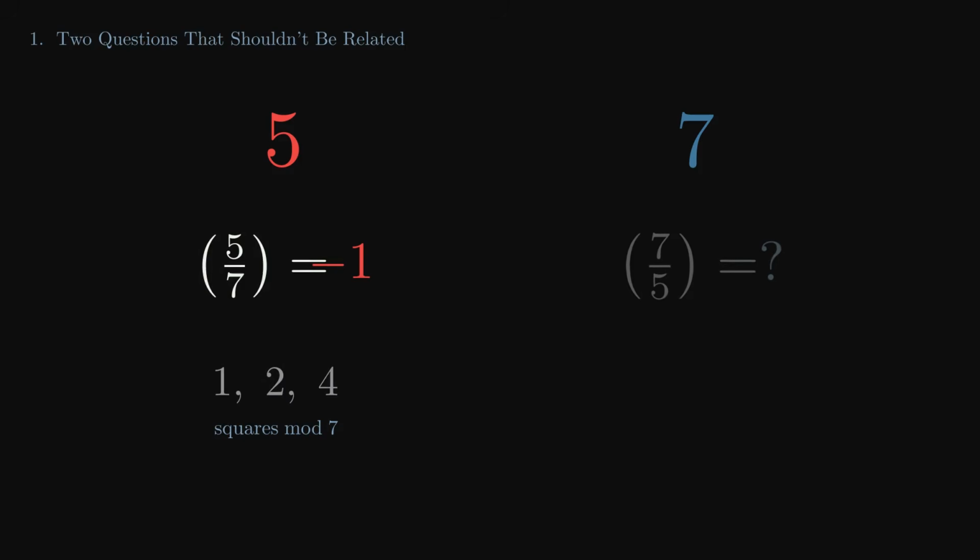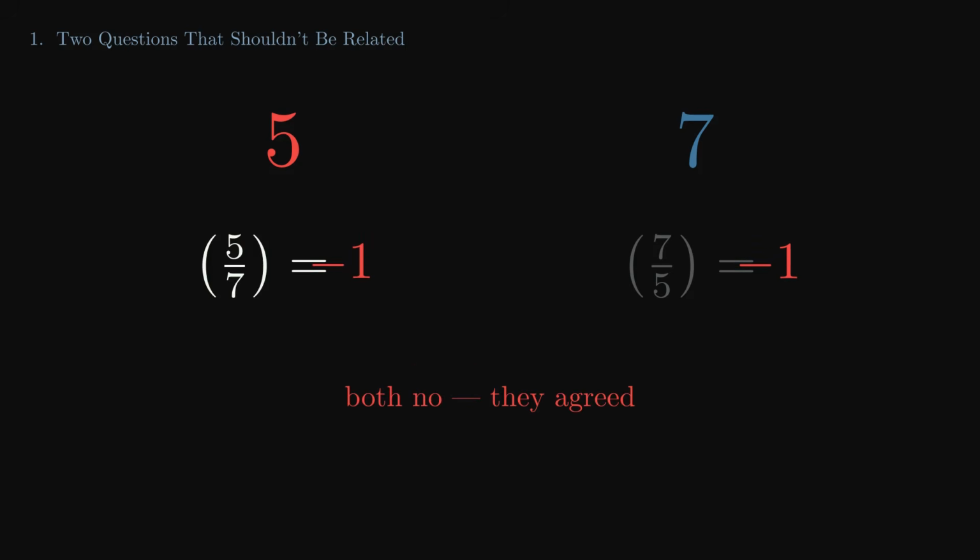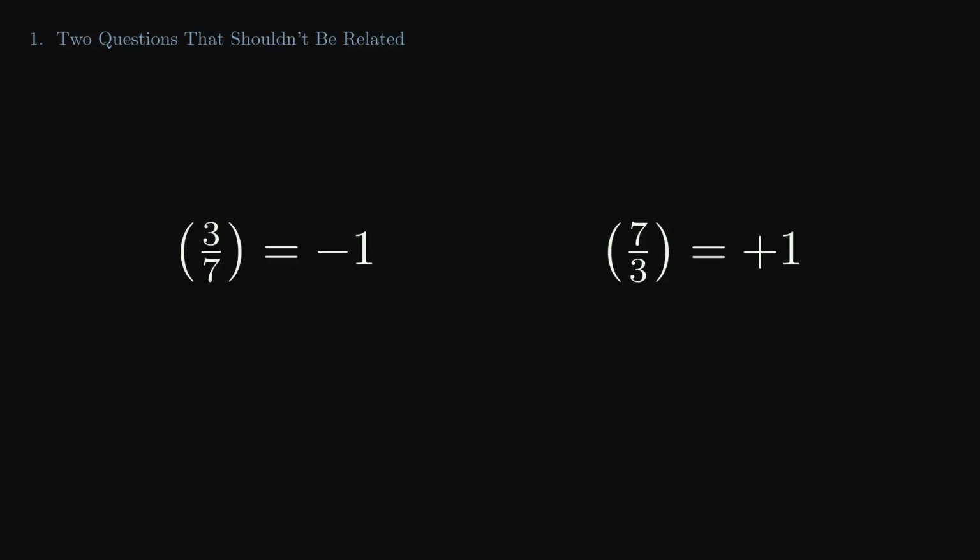Second question. With the primes swapped. In the world of remainders after dividing by 5, is 7 a perfect square? 7 leaves a remainder of 2, and the squares mod 5 are just 1 and 4. 2 is not one of them, so again, the answer is no. Two questions, two different worlds, and both came back no. They agreed. Now try 3 and 7 instead.